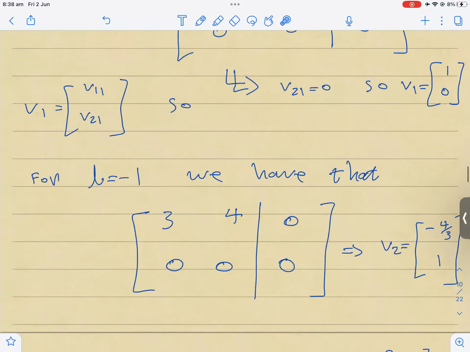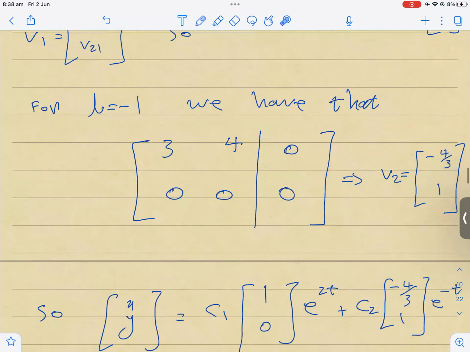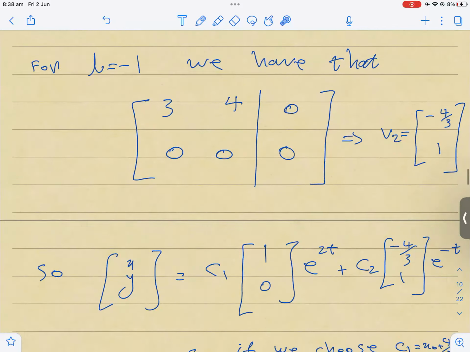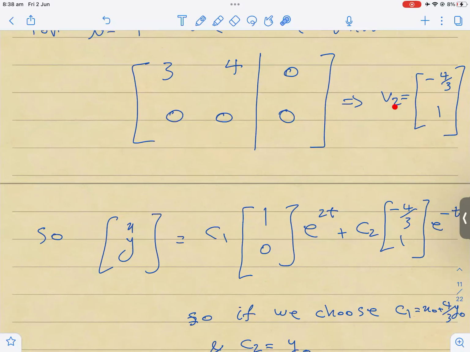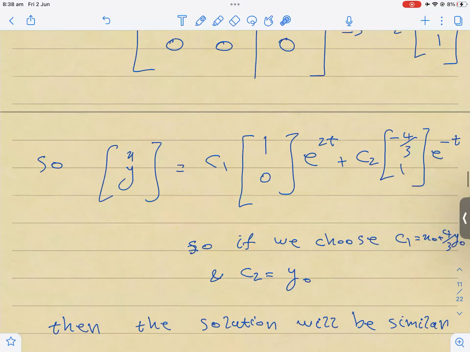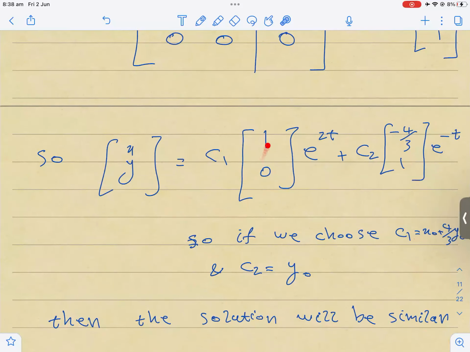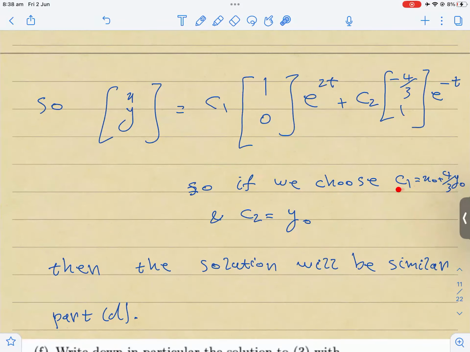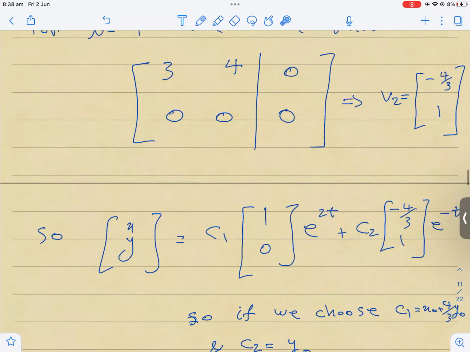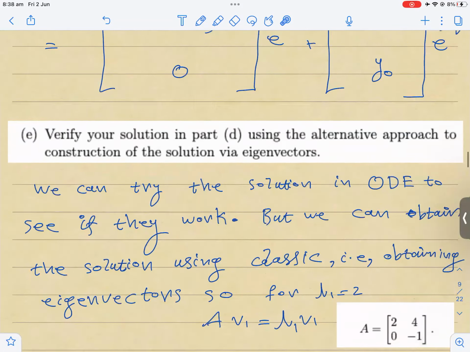All right. If lambda is this, you can obtain the second eigenvector as this. So x will be (0, 1) times e to the minus t. Congratulations. If I choose c1 to be x0 plus 4 over 3 y0, and c2 equal to y0, then I will get this answer.